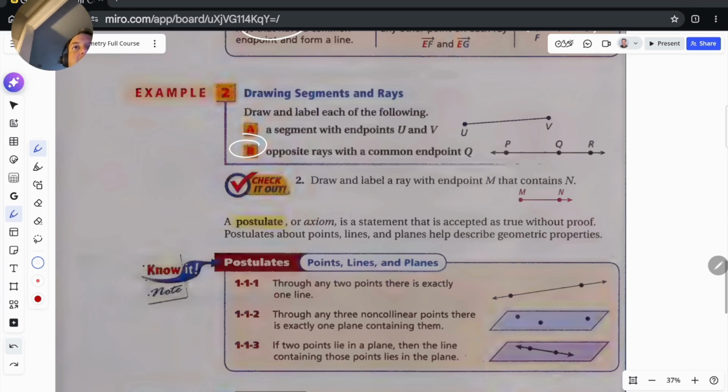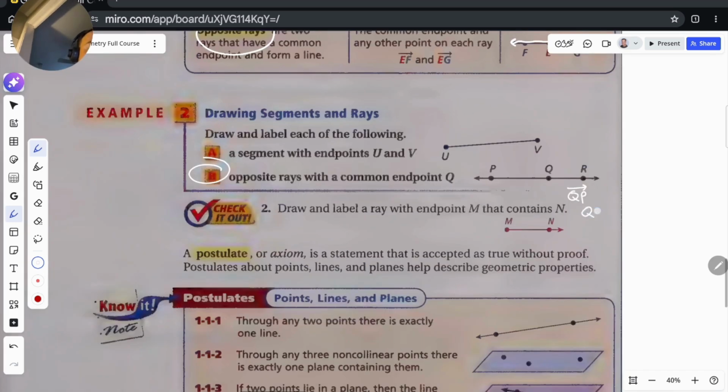All right, so let's write that down. We have ray QP, and we have ray QR. They both will go in the same direction. My apologies. And our common endpoint is Q. Now in the textbook, we see them all joined together to make the line. So for example, if I write ray PQ, would that be right? No. The common endpoint Q must always be the first letter. Order does matter here.